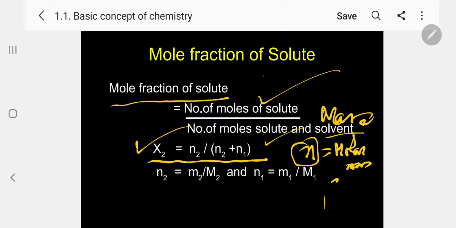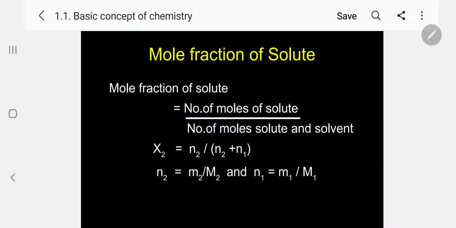So in this case, the mole fraction of solute is equal to the number of moles of solute divided by the number of moles of solute and solvent. I have given x2, n2 by n2 plus n1. So what is n2? I have given already, mass by molar mass, so m2 by capital M2. Molar mass means molecular weight in the case of a molecular element, atomic mass in the case of an atomic element. Same way, small m1 by capital M1.